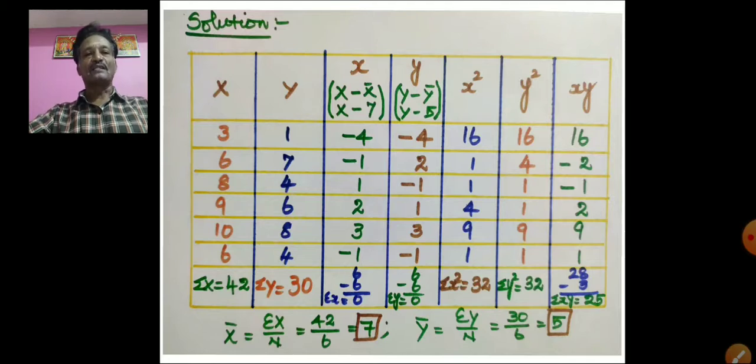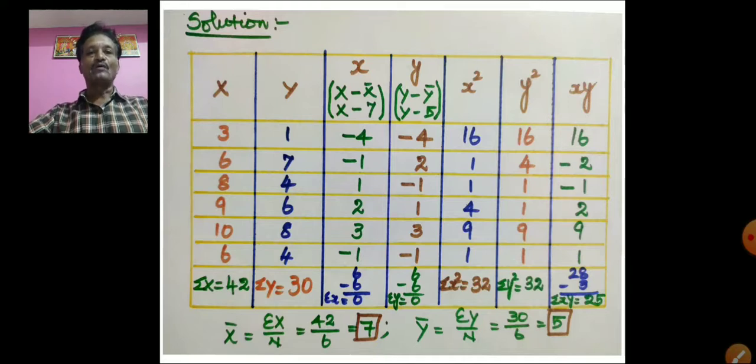So the x values are 3, 6, 8, 9, 10, 6, and you can take the total of the x values. So sigma x equal to 42, and the y values are 1, 7, 4, 6, 8, 4. Now you can add all the y values. So sigma y equal to 30.